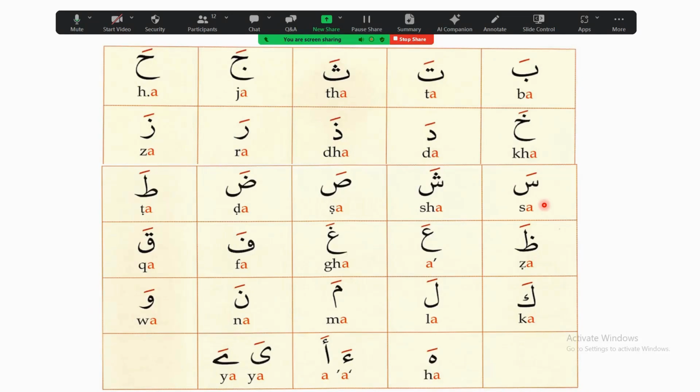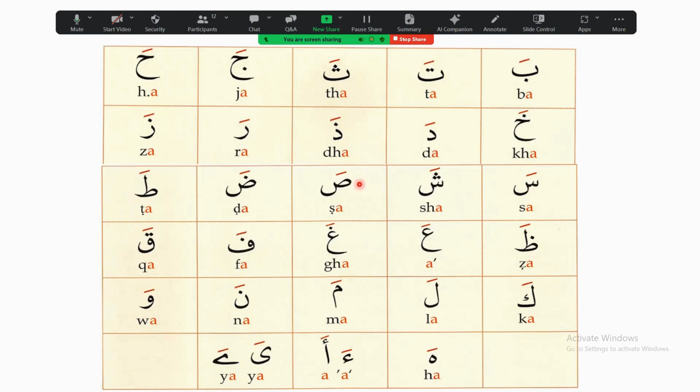And we say sa. Seen letter, sa. The next letter is the sheen letter, sha. Then the saw letter. Saw is a heavy letter, while the seen letter is a light letter. This sound is a heavy sound. Sa and saw. Sa is a light sound.